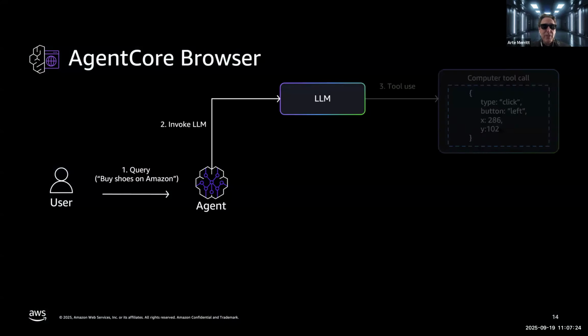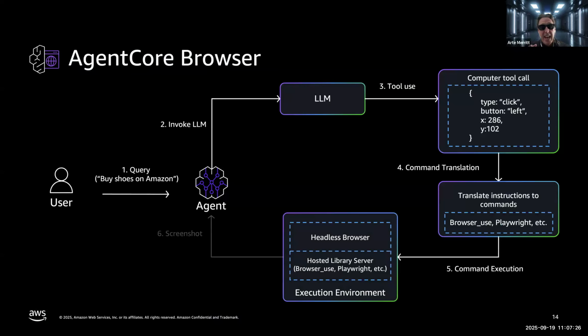The other tool that we have is our browser tool. If folks are familiar, we have something called Nova Act, which is a browser control model. This is much like a user interacting with the browser. You can have agentic AI control the browser and perform functions much like a user would.